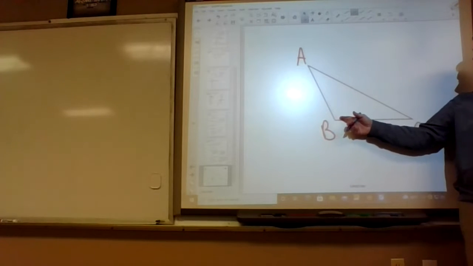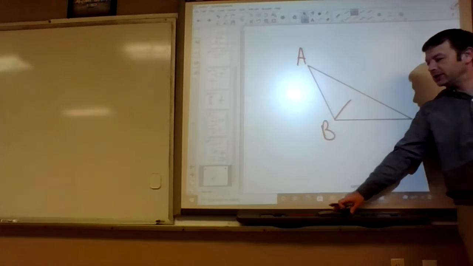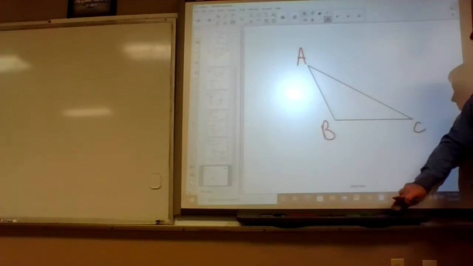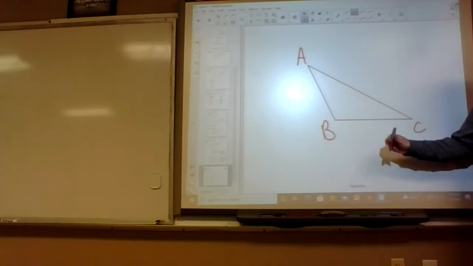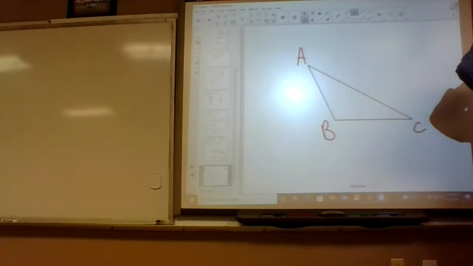Because if there's only one angle in the picture, that can be called angle B. Angle B is the biggest angle, side AC is the biggest side.